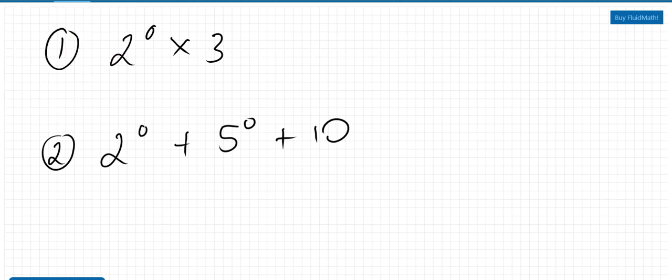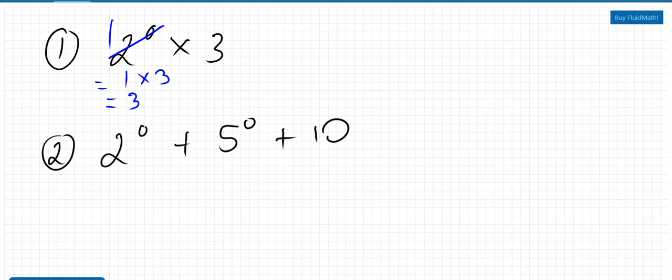To do these ones, your first step is, for the first one, if I apply BIDMAS, index numbers come first, powers come first. So I have to cancel this. 2 to the power of 0 is just a 1. So I'm now left with 1 times 3. And 1 times 3 is just 3. So you should have had 3 as your answer.